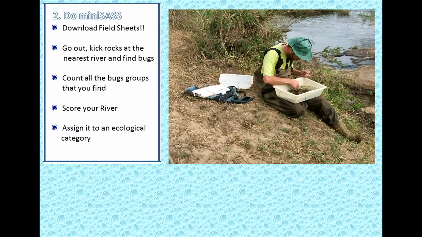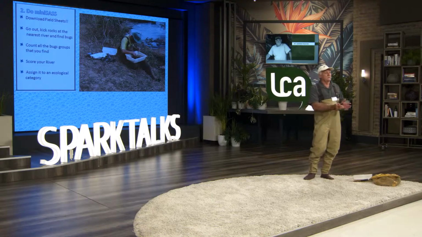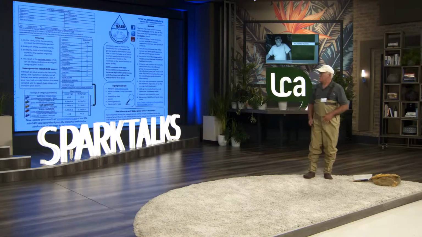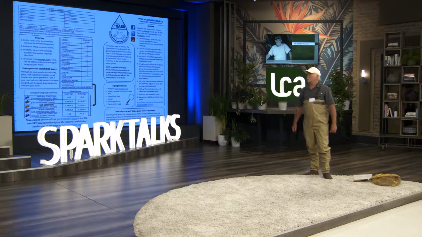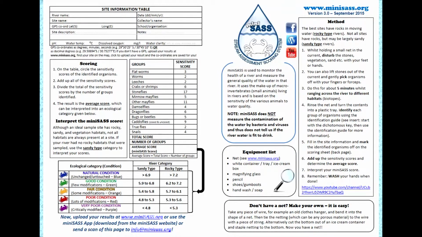Then, how do you do miniSASS? You first download your field sheets from the website, and after that, you go to the river. You can do your SAS. You can count the bugs that you find. You can score your river. I'm going to show you everything as we go on, and then you can tell what ecological status your river is in. Now, this is the main body of the scoring. I'm going to go through it. You don't have to try to read all of it, but this is one page, and this page tells you everything.